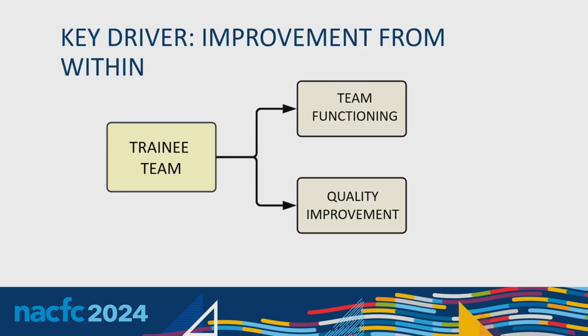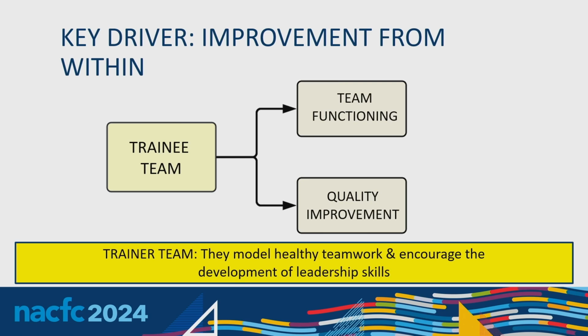Another thing that we were putting together is how the trainee team improves. 2 key things: the functioning of the team, a great emphasis on how they can play. I always say to my colleagues from Argentina, if they have 11 Messis, they will not be winning World Cups. They need to distribute the abilities, and they need to work as a team. The analogy of soccer or football is actually very pertinent to this. And then the quality improvement. So the trainer team was trying to model the healthiest teamwork to encourage them to develop their own skills.